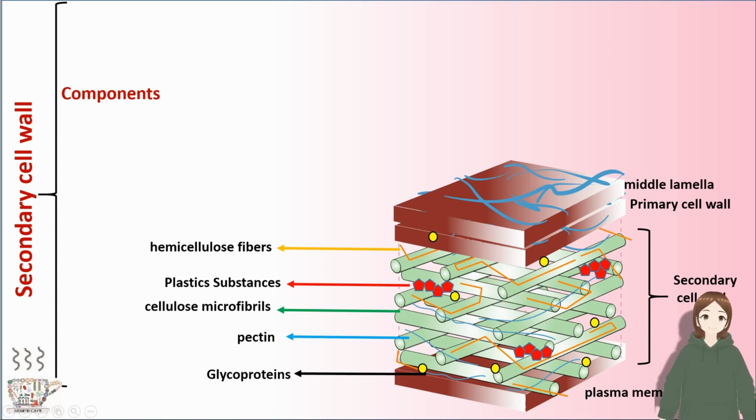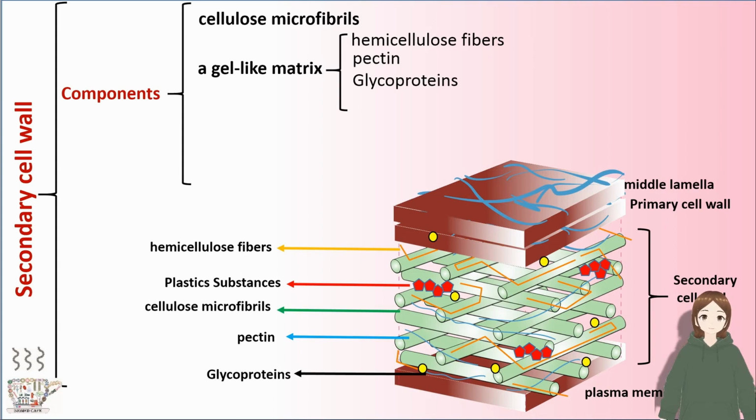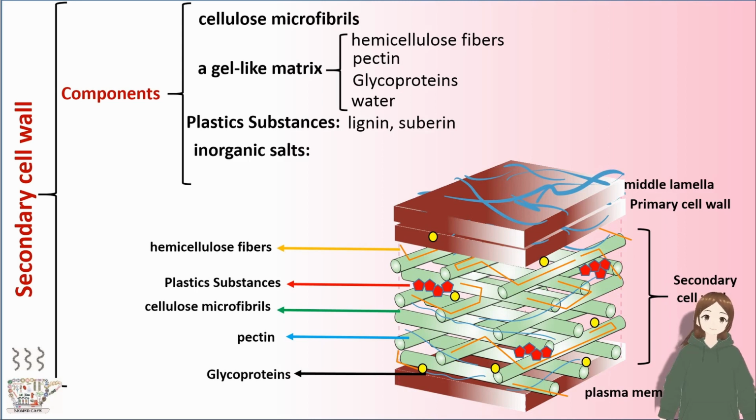Components of secondary cell wall can be divided into 4 parts. Cellulose microfibrils, a gel-like matrix that has hemicellulose fibers, pectin, glycoproteins, and water, plastic substances such as lignin and suberin, and inorganic salts such as calcium carbonate, calcium oxalate, and silica.